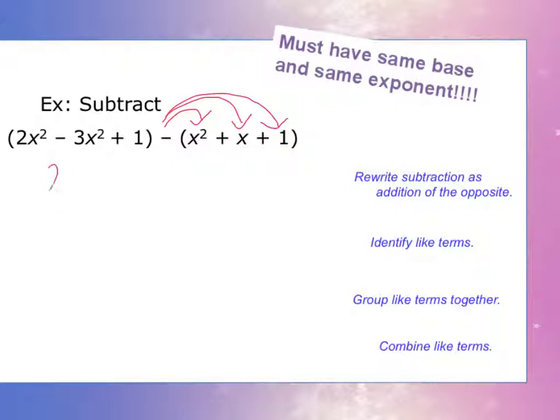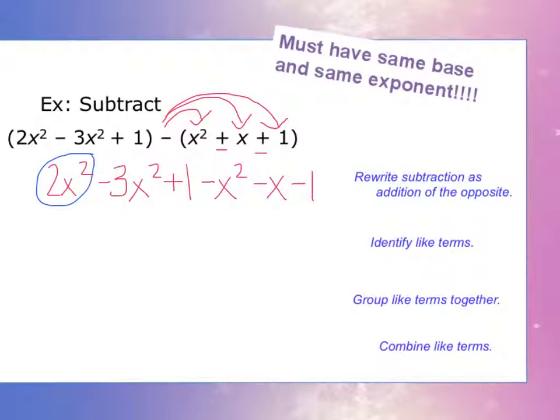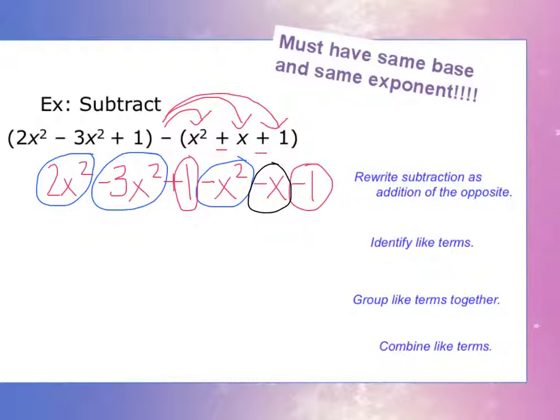Now we have 2x squared minus 3x squared plus 1. Notice I didn't change anything about the first polynomial. It's all about the second one. And now I get negative x squared minus x minus 1. So I've just changed every sign of the polynomial. And now I'll identify like terms and combine. 2x squared is with negative 3x squared and negative x squared. And then we have 1 and negative 1. And then we have just the negative x alone.